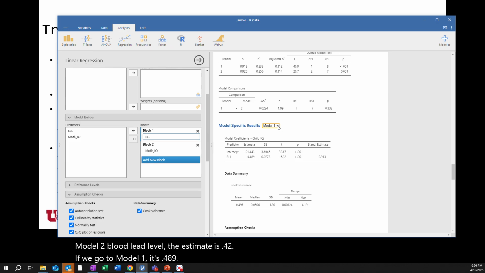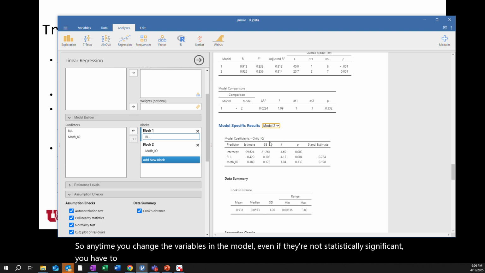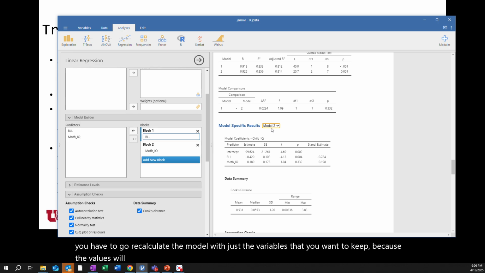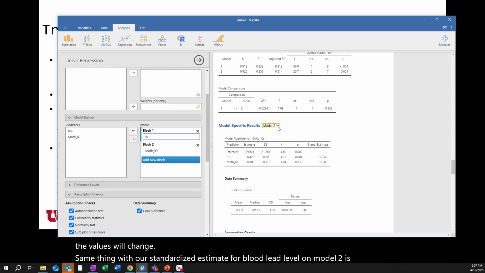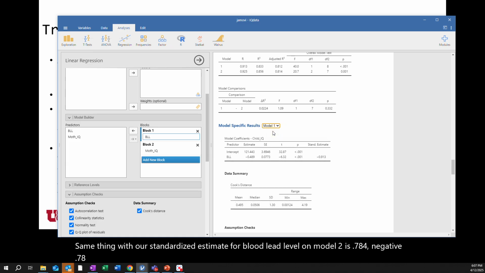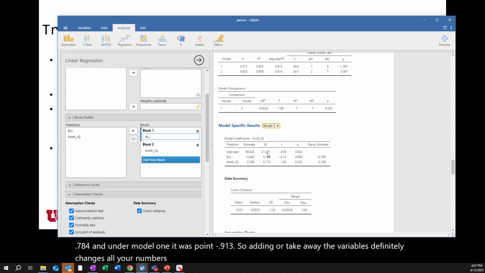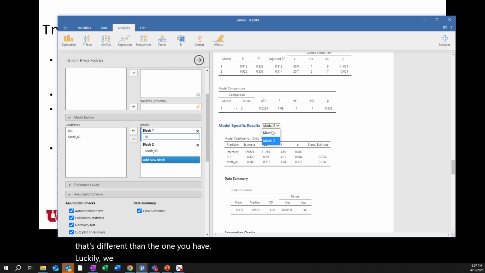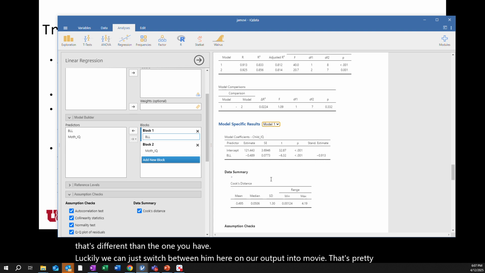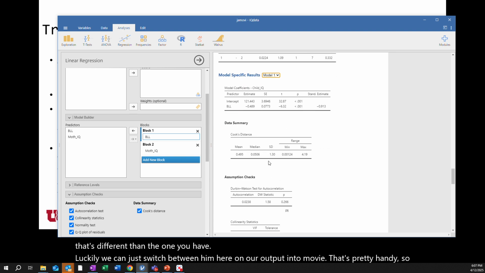So anytime you change the variables in the model, even if they're not statistically significant, you have to recalculate the model with just the variables that you want to keep, because the values will change. Same thing with our standardized estimate for blood lead level: on model 2 it is negative 0.784, and under model 1 it was negative 0.913. So adding or taking away variables definitely changes all your numbers, and you have to recalculate if you want a final model that's different from the one you have. Luckily, we can just switch between them here on our output in Jamovi. That's pretty handy. SPSS wasn't like that when I was a student.